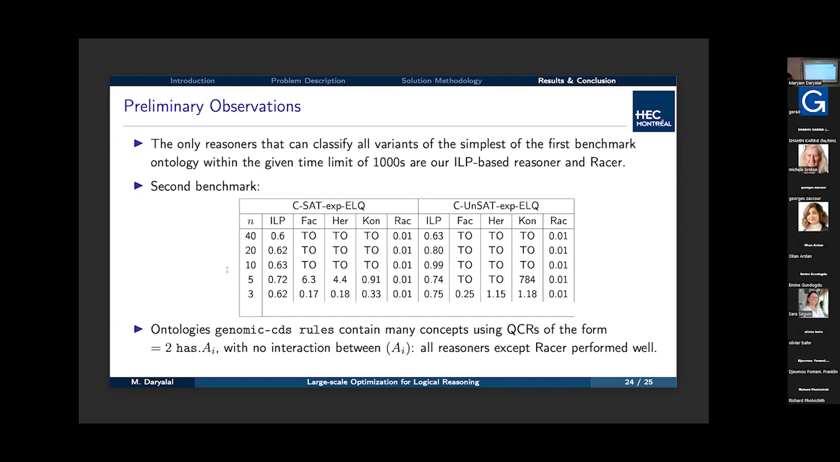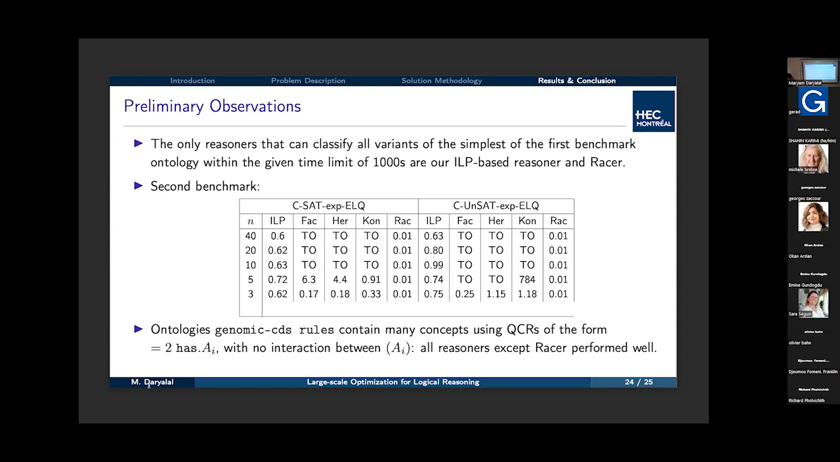And the early observations: for the Canadian Parliament ones, only us and Racer were able to do the classification and verify that all of these concepts are satisfiable within 1,000 seconds. For the second benchmark, the synthetic one, as you see, a lot of them time out. But we were good. Racer was good too, so give them credit. Racer is like the best reasoner that exists, and it also has a sort of ILP component, but not the way that we consider it.